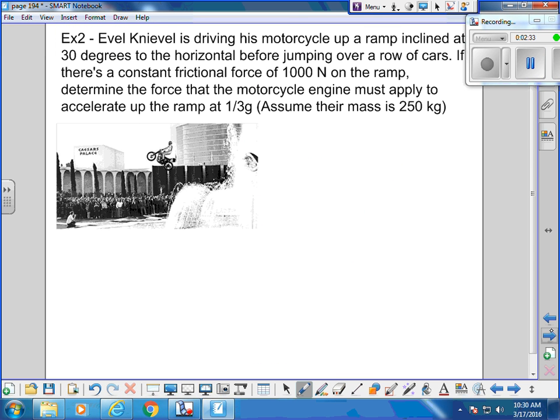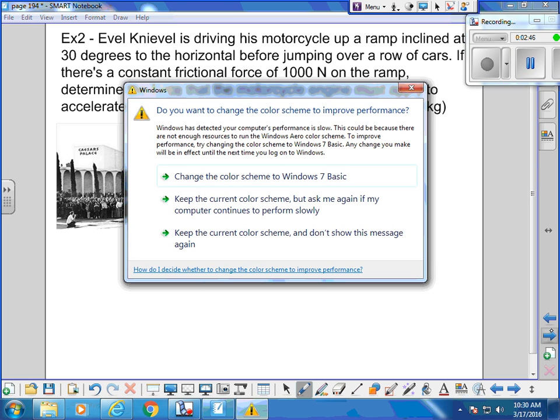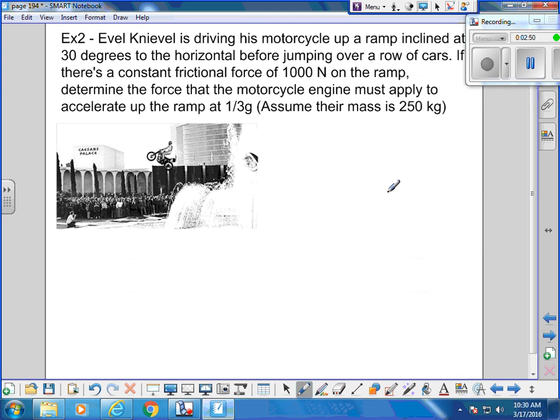Okay, here's my friend Evel Knievel, and that is how you spell it, E-V-E-L. He's driving his motorcycle up a ramp at 30 degrees to the horizontal before jumping over a row of cars. If there's a constant 1,000 newtons of friction, determine the force that the motorcycle engine must apply to accelerate up the ramp at 1/3 g. Have we talked about g's yet? Okay. Assume that the mass is 250.